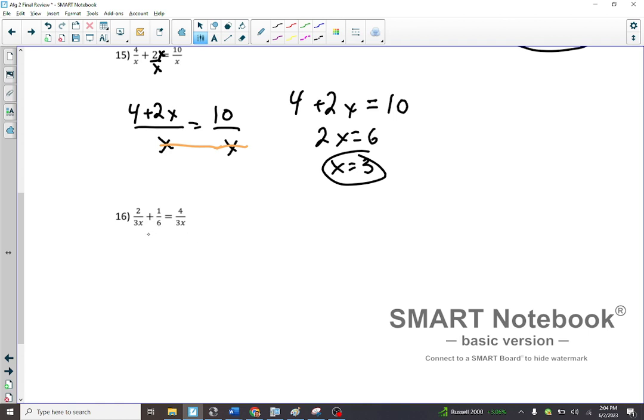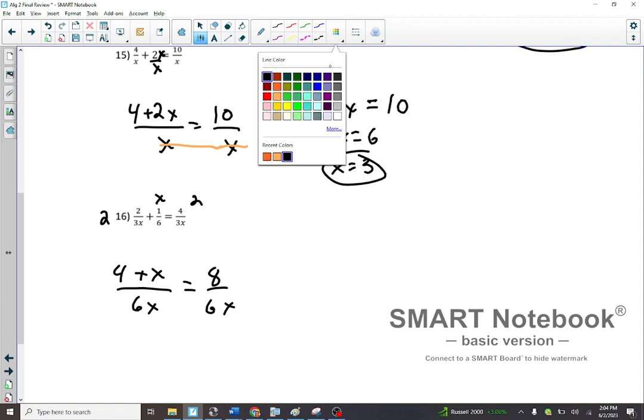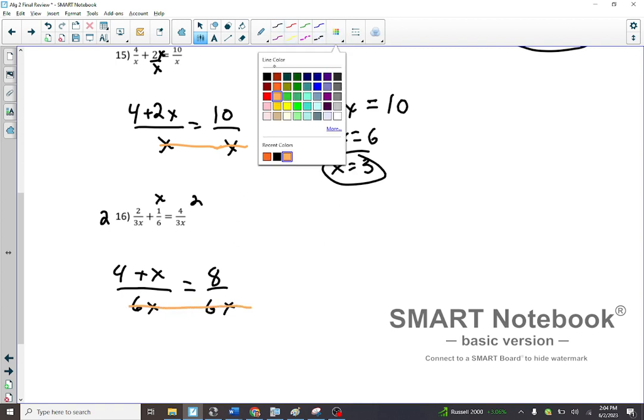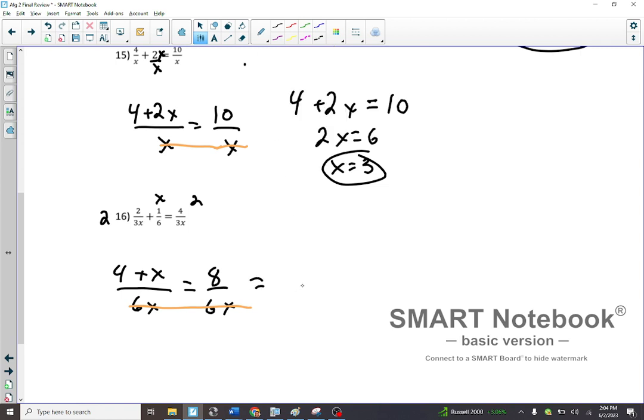Next one, again, we need the denominators to be the same. So this guy needs a 2, this guy needs an x, this guy needs a 2. So it's going to be 4 plus x over 6x equals 8 over 6x. Since it's the same on the bottom, we could cross these out. You can technically cross multiply, but there's no point in that because they'll cancel out eventually. So 4 plus x equals 8. Subtract 4 on both sides, x equals 4.